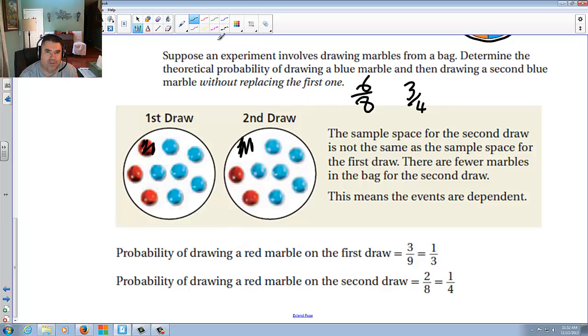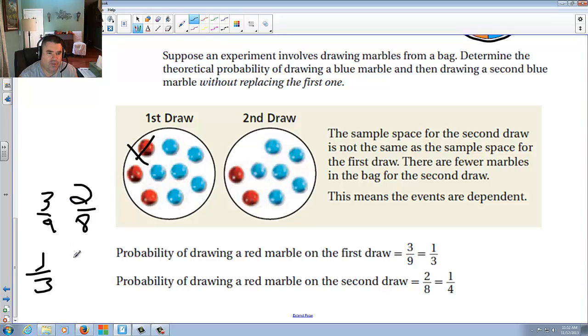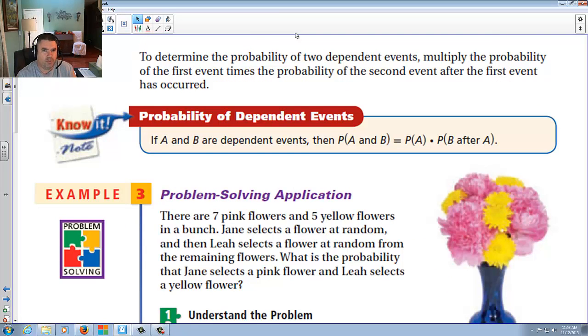So now they kind of switched up on you here. They went blue this time, but let's go red now. Well, red the first time you have 3 out of 9, which is 1/3. And this time by taking a red one out, you have 2 out of 8, which is 1/4. So basically the chance of getting 2 reds in a row is 1/12 if you multiply them together, because 1/3 times 1/4. To determine the probability of 2 dependent events, multiply the probability of the first event times the probability of the second, which we just did.